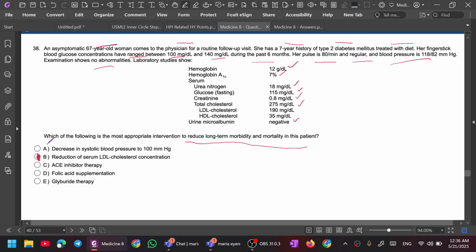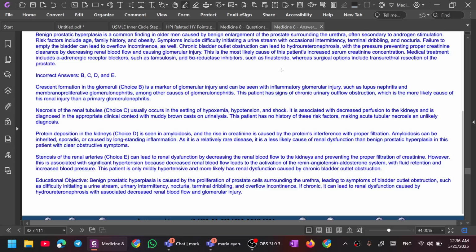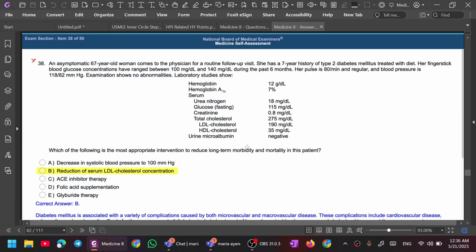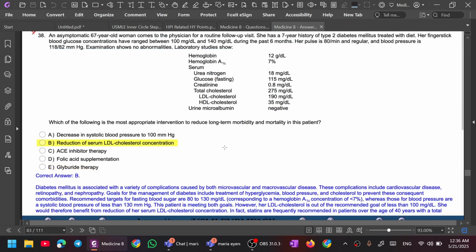Probably. Yeah, an ACE inhibitor is given in case of diabetes, and it has a mortality benefit too. But his blood pressure is normal. There is no such protein loss. Okay. The answer is reduction of the LDL cholesterol concentration.